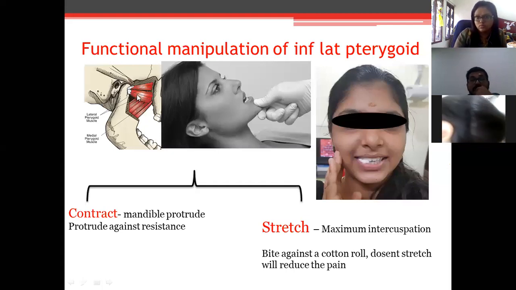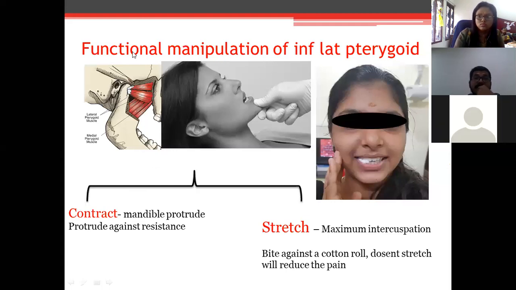So the muscle won't clench and does not have much pain, and it will reduce the pain. So these are both confirmatory tests for whether your inferior lateral pterygoid is involved or not. This is how you can easily rule it out by doing a functional manipulation. Very simple. You tell the patient to protrude the mandible, and you confront the mandible with resistance. If it has pain, then that is an indication of pain in the inferior lateral pterygoid.